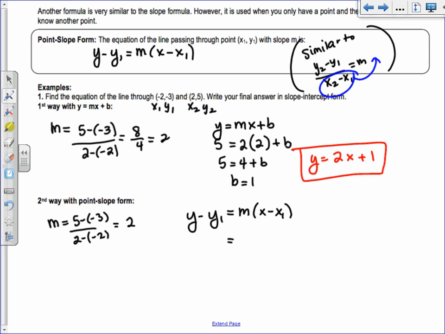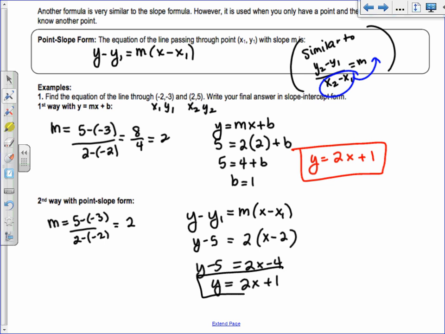All right, so m is 2. And x1, y1 can be any point that's on the line. So again, let's try to use the simpler point, this 2, 5. So I'm going to have x minus 2, and I'm going to have y minus 5. Okay, and then let's just simplify for y. So I'm going to have 2x minus 4. And then I'm going to add the 5 over, so I get 2x plus 1. And that's your final answer in the end.